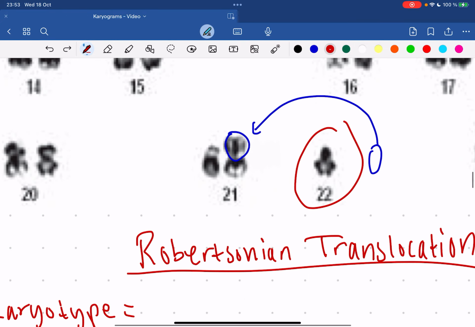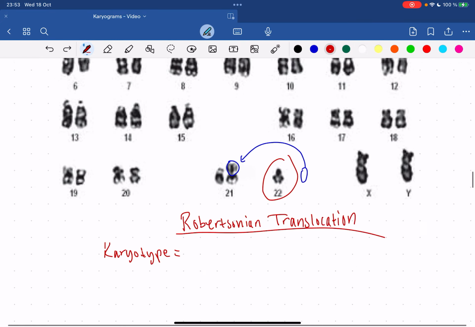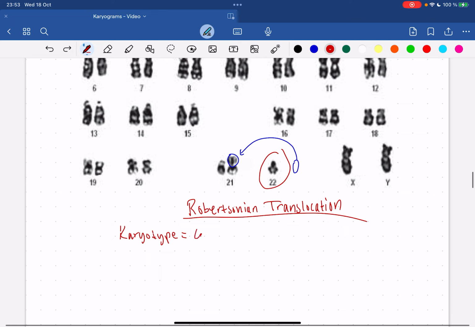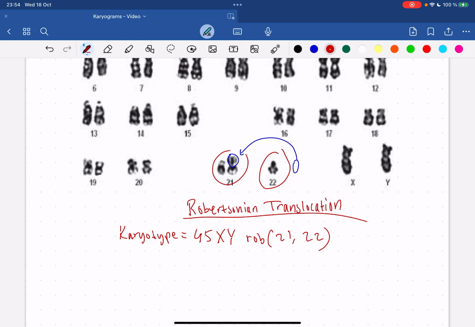Now the karyotype for this person would be one less chromosome, because we're dealing with one less chromosome here, even though technically the genetic information is there. So it would be 46 minus 1, so 45. And then it's X and Y, so XY. And then we write Robertsonian between 21 and 22, right? 21 here and 22 right there.